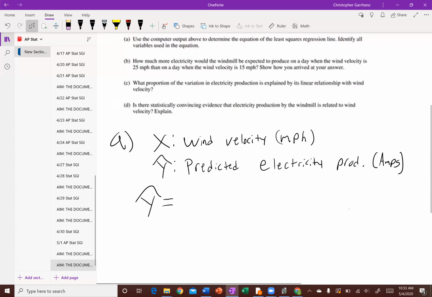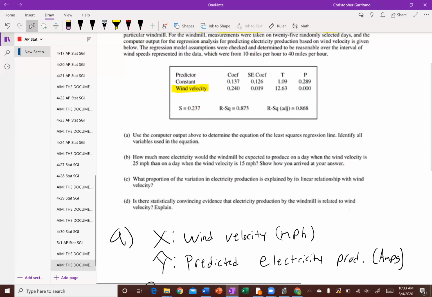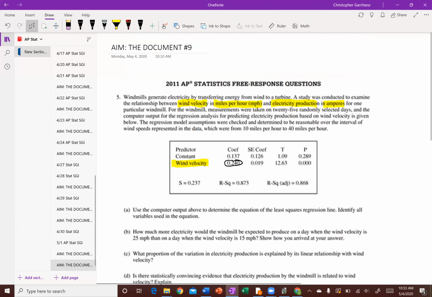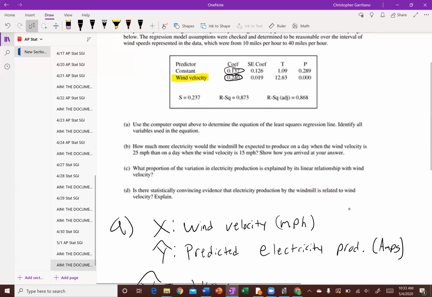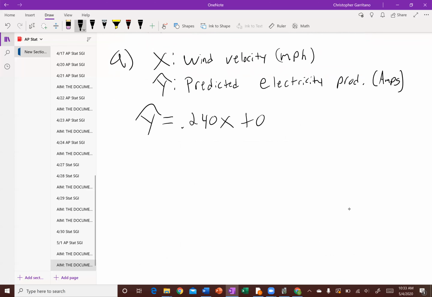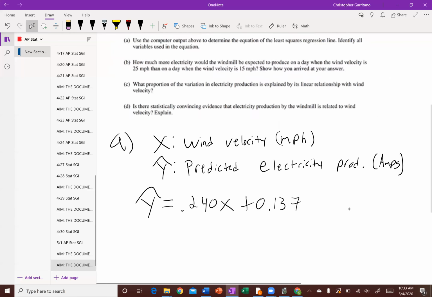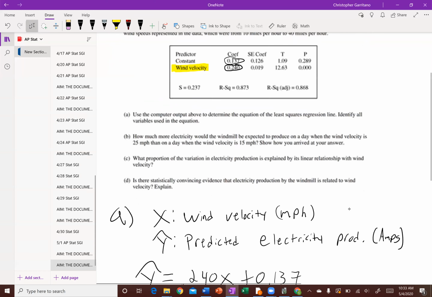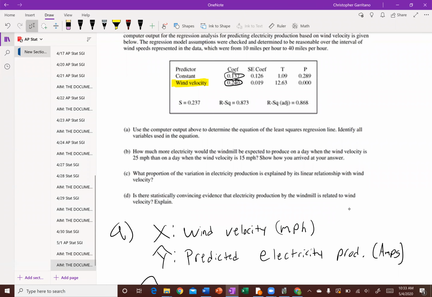So my equation is going to be y hat equals, remember, wind velocity is your x value. The way we read this table, the coefficient of the x value is 0.240x, and then we have the constant coefficient, which is 0.137. Okay, and there you have it. That is your least squares regression line equation based on the information in this table.